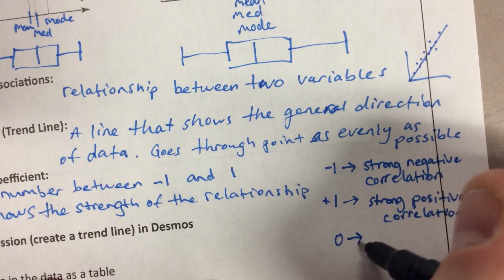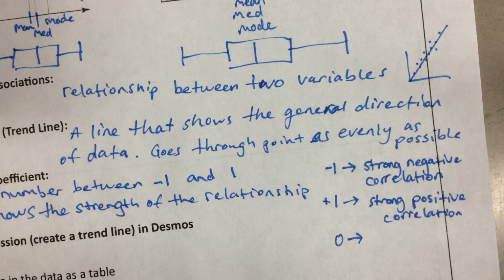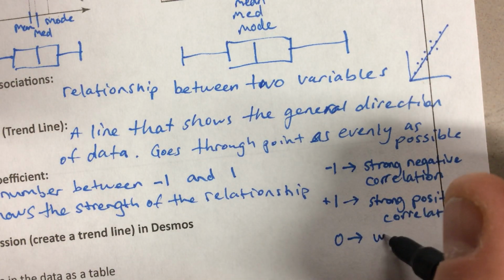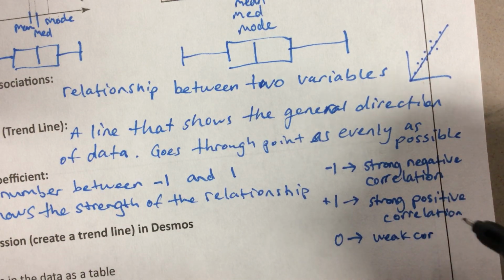And if it's close to 0, it's going to be a decimal, like 0.2 or -0.3. It's going to show that it is a weak correlation. So there's almost no real relationship there.